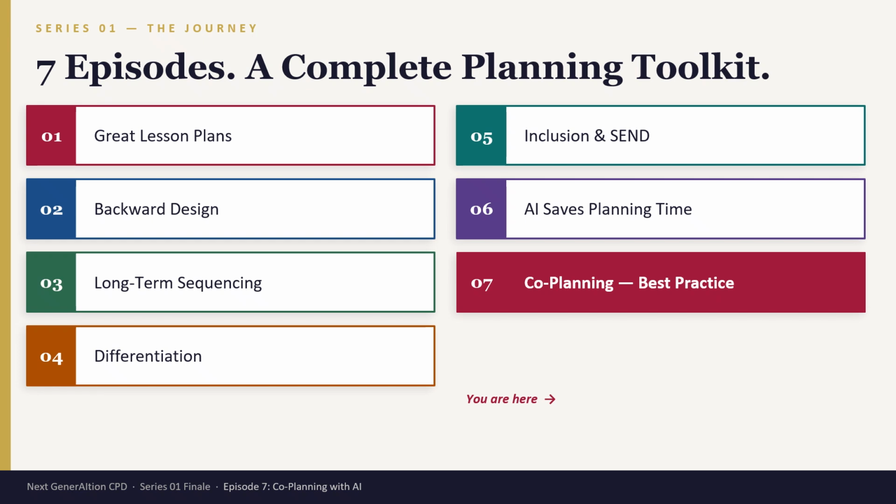So please watch out for this. AI output that looks finished often isn't. Plausible is not the same as correct or appropriate. Always ask, does this reflect my students, my curriculum sequence, and my school's context? If you haven't changed anything in the AI output, you haven't co-planned, you've simply delegated.